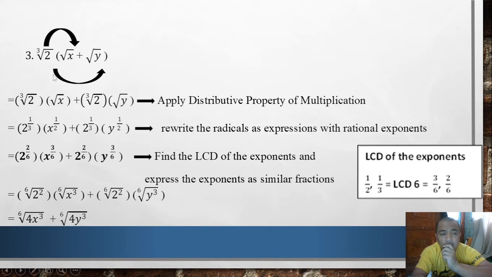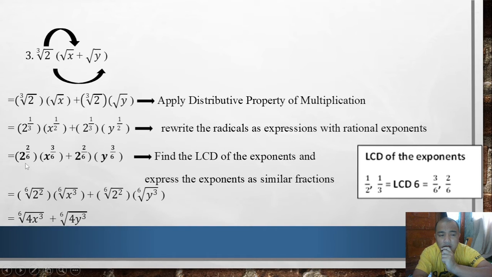Next, cube root of 2 times the binomial square root of x plus square root of y. So yes, distributive property of multiplication. 2 raised to 1/3 times x raised to 1/2 plus 2 raised to 1/3 times y raised to 1/2. Okay. Our goal here is to make them similar. So LCD, we have 2 raised to 2/6, x raised to 3/6 plus 2 raised to 2/6, y raised to 3/6.